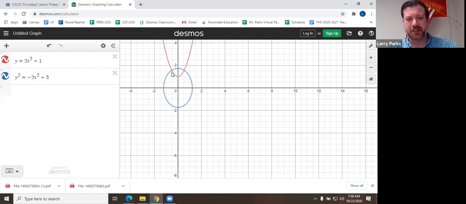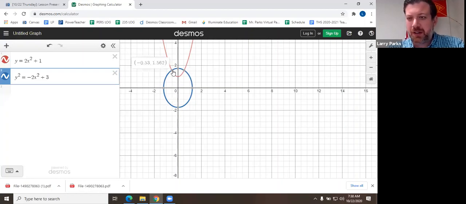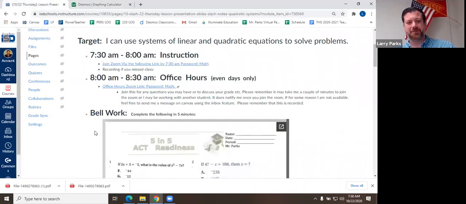What are the intersections? I would say 0.53, 1.562, 0.53, 1.562. Oh, that was negative 0.53. So I would say this has 2 solutions. This ellipse and this parabola have 2 solutions. Okay. So let's go ahead and start today's lesson.